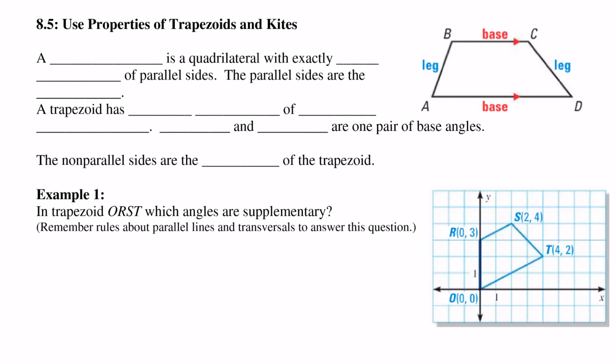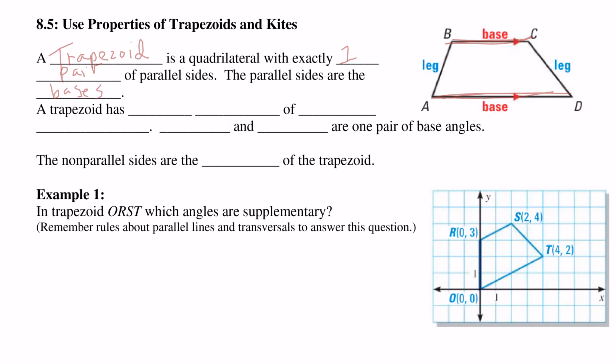In this video, we're going to talk about properties of trapezoids and kites. So first off, a trapezoid is a quadrilateral with exactly one pair of parallel sides. If you notice, those are my red lines over here, so my two parallel sides. The parallel sides are called the bases, as shown in red.